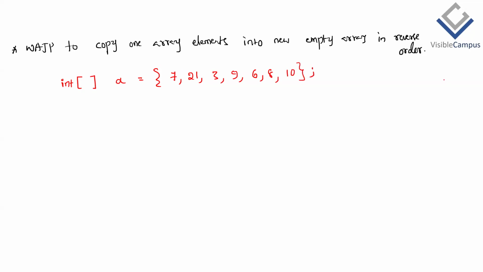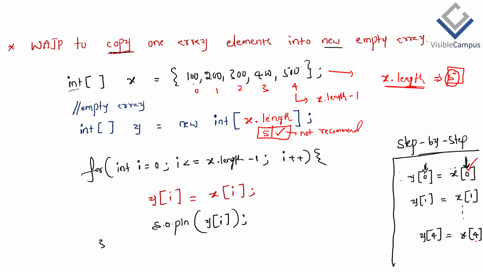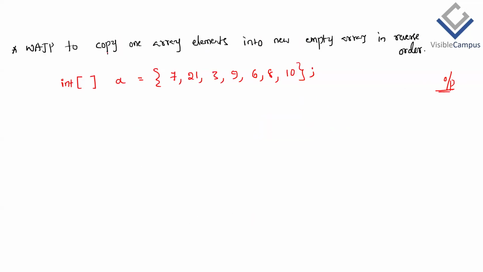So what is the expected output after copying? Here, in the previous question also, just observe, the question says only to copy. Then do we need to print or not? It's optional. We need not print. Just for our understanding, whether it is happening as per expectations or not, we are printing. So here also, I am asking to only copy. But if you print the new empty array, the output has to be 10, 8, 6, 9, 3, 21, 7. I'll give you 5 minutes. Please do this.